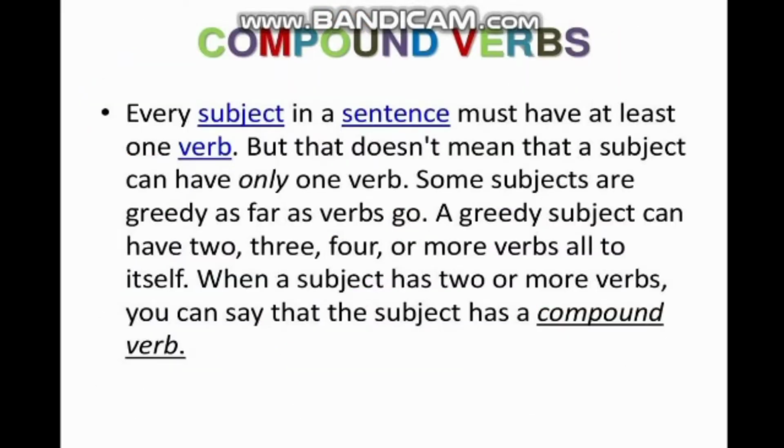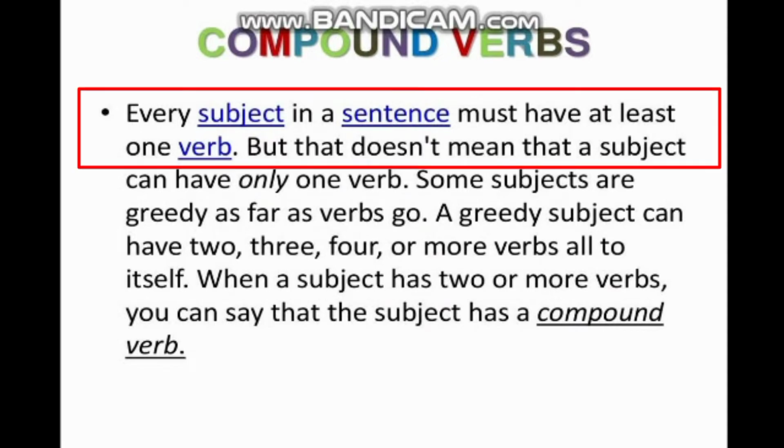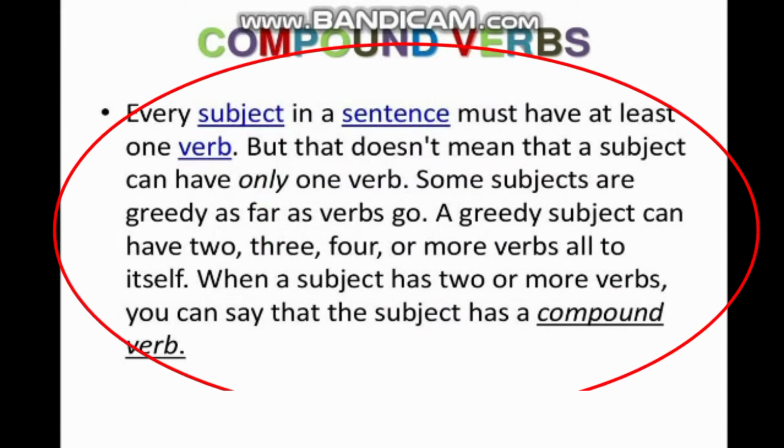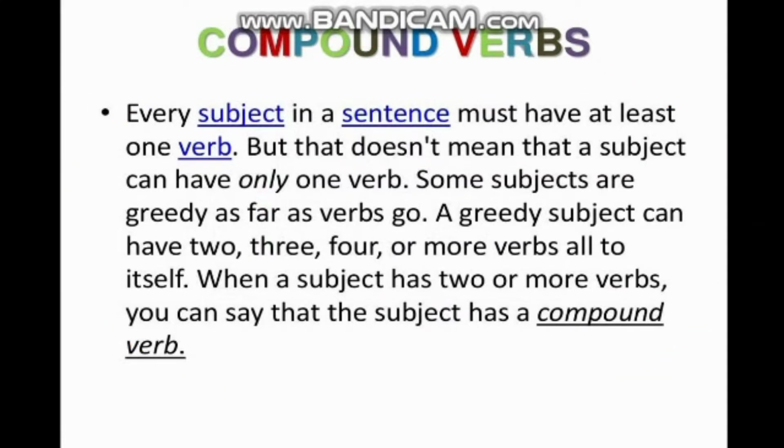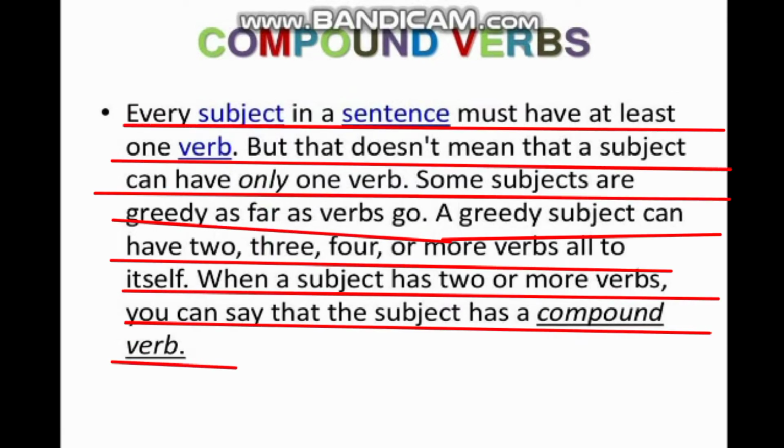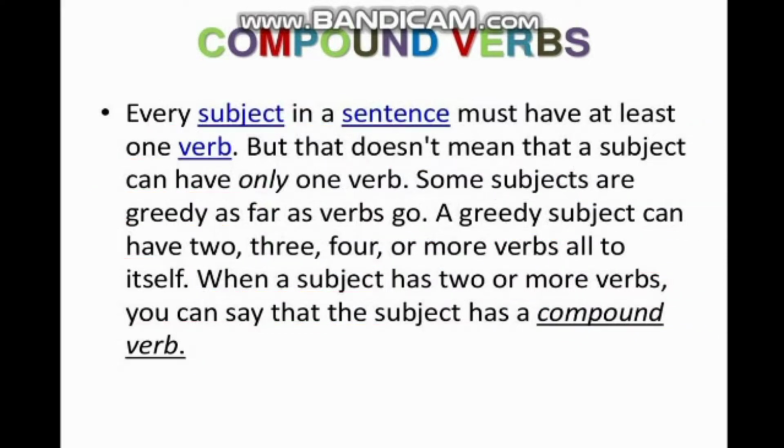Compound verbs. Every subject in the sentence must have at least one verb, but that does not mean that a subject can have only one verb. Some subjects are greedy as far as verbs go. A greedy subject can have 2, 3, 4 or more verbs all to itself. When a subject has 2 or more verbs, you can say that the subject has a compound verb.